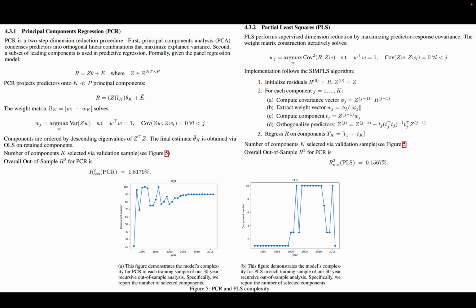Next method is PLS, partial least squares. PLS performs a supervised dimension reduction by maximizing predictor-response covariance. The number of components k is also selected via a validation sample. See figure 5 for details. The overall out-of-sample R² for PLS is 0.1567%.